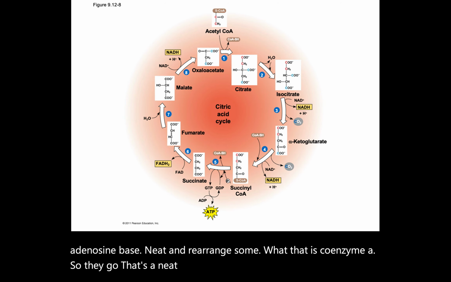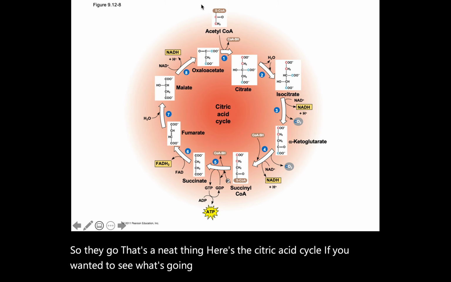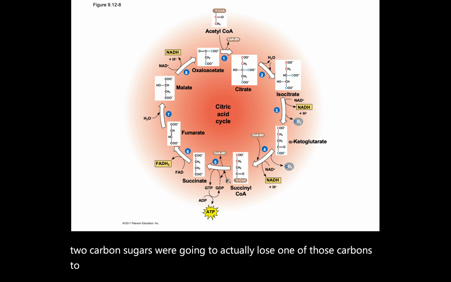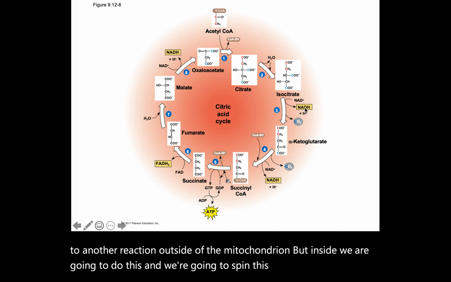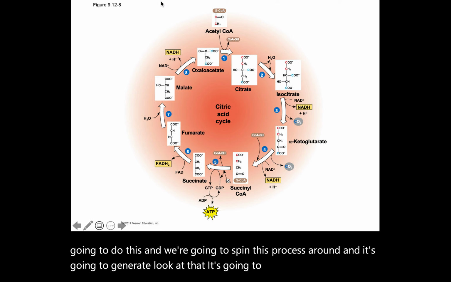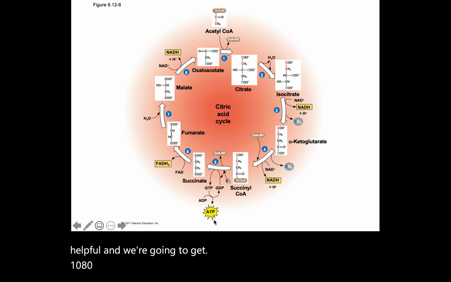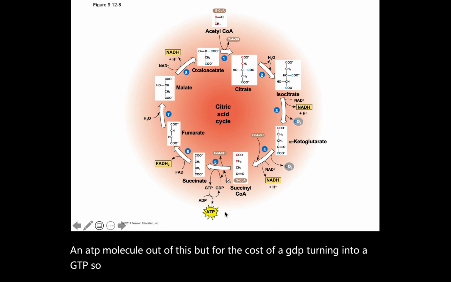Here's the citric acid cycle. If you wanted to see what's going on in here, we're going to bring in a variety of 2 carbon sugars. We're going to actually lose one of those carbons to another reaction outside of the mitochondrion, but inside we're going to spin this process around, and it's going to net us 1, 2, 3 NADH molecules, very helpful. It's going to net us an FADH2 molecule, extremely helpful, and we are going to get an ATP molecule out of this, but for the cost of a GDP turning into a GTP. So we basically net 1 ATP out of this process every time we spin the cycle.